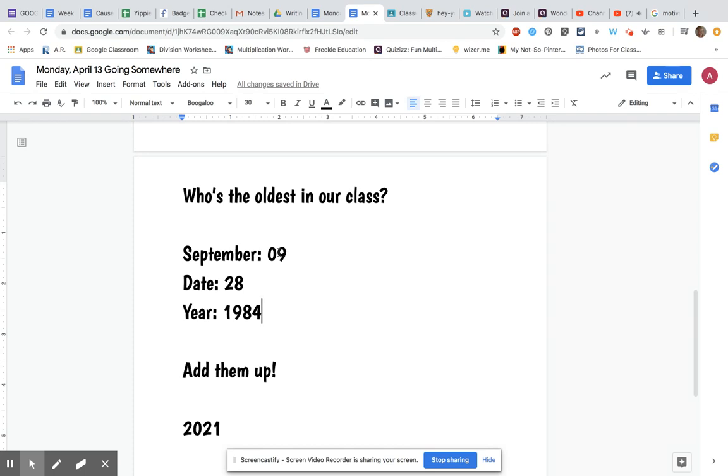So mine was September, so that's the month 9. It's the 9th month in the year. My date is the 28th. I was born on September 28th in the year 1984. Then you'll add up all those 3 sets of numbers together, and we're going to see who in our class has the highest total. So my total for my birth month of September, my date, 28, and my year is 2021. So I wonder in our class, who's older than I am?